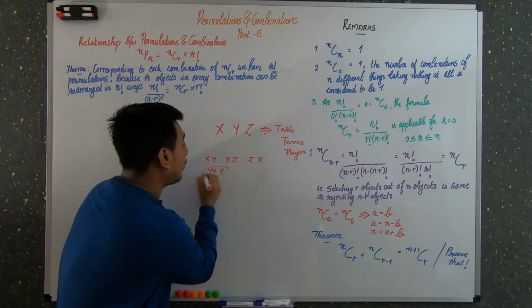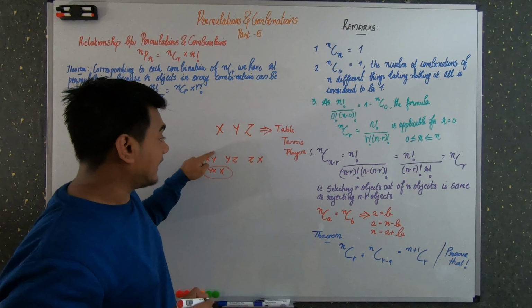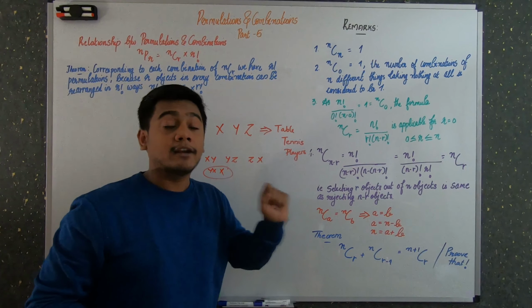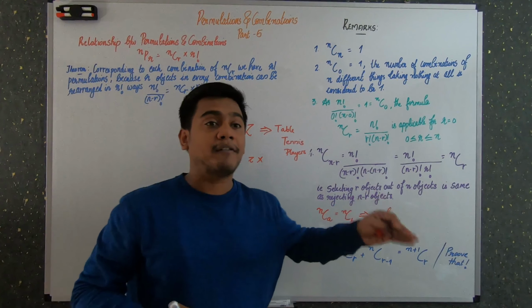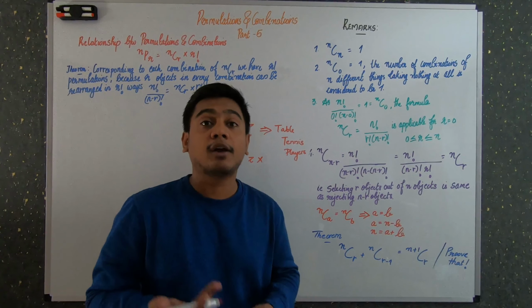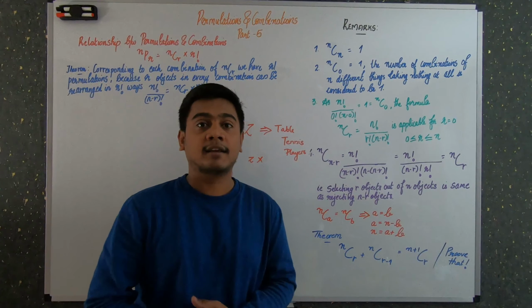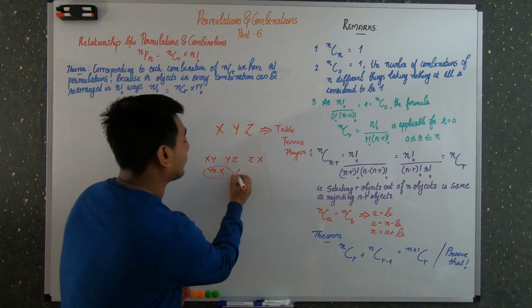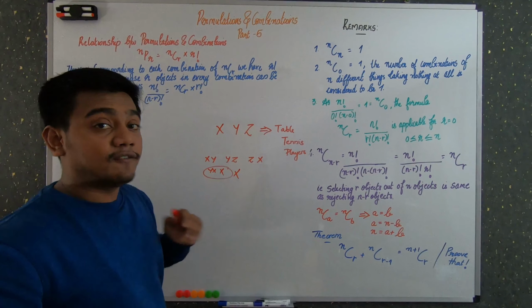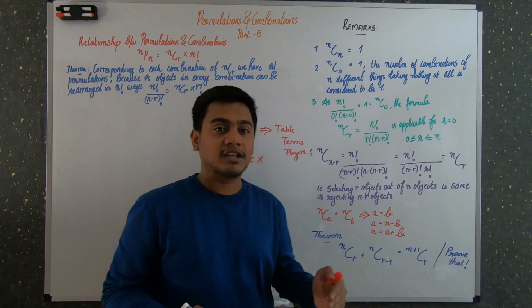Can I make a group of Y and X too? No, because you have already formed a group of X and Y. This is what I said: in combination, the order is not important, because making a group of X and Y is the same as making a group of Y and X. You are just adding one more combination, so this is not correct.